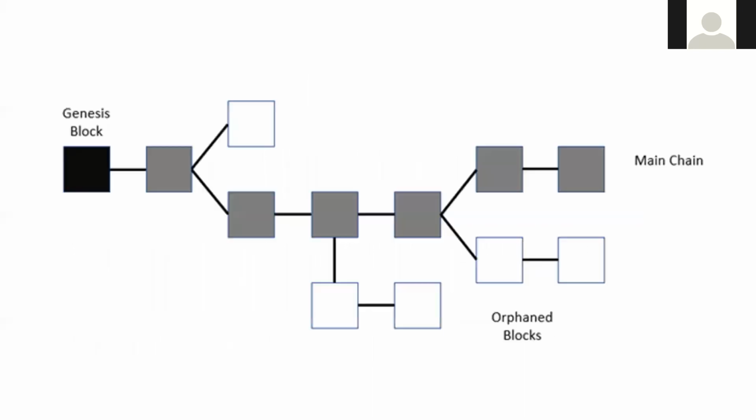They're called orphan blocks. So here's a quick example of this directed acyclic graph that I'm talking about. The white blocks are orphan blocks. The gray blocks are the main chain. Black is just the genesis block. You have to start somewhere, and the genesis block, I think, is hard-coded into the protocol.